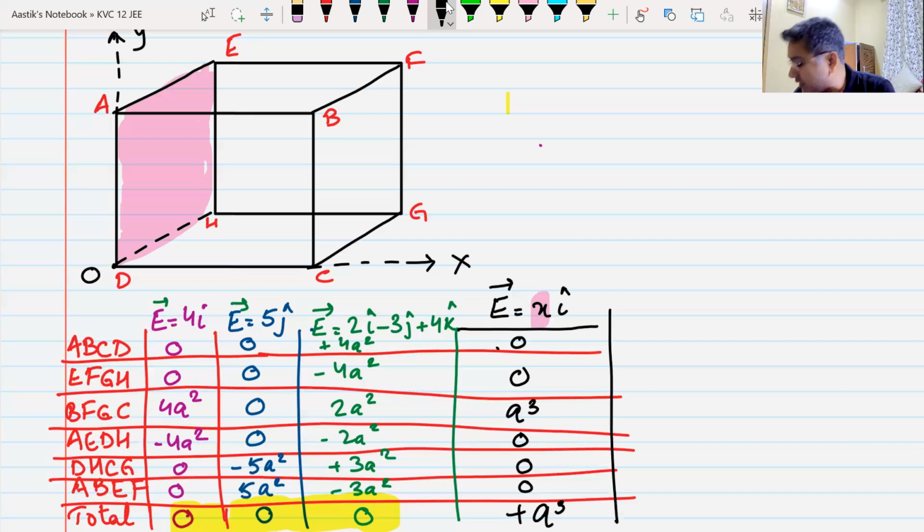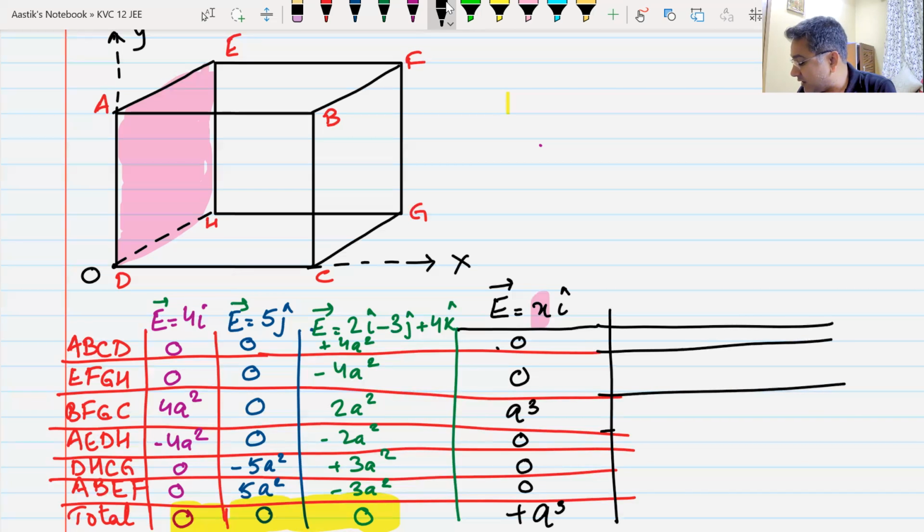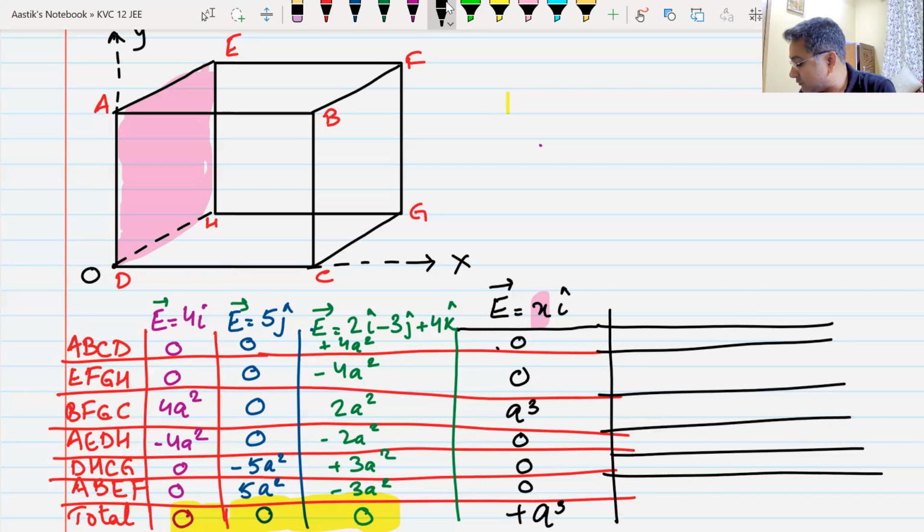Then comes the most difficult one, and let's see if you can do this one. Now remember how the electric field is going to vary now. The electric field will vary in a very fancy way. You are not expected to solve this question, but I can try it.